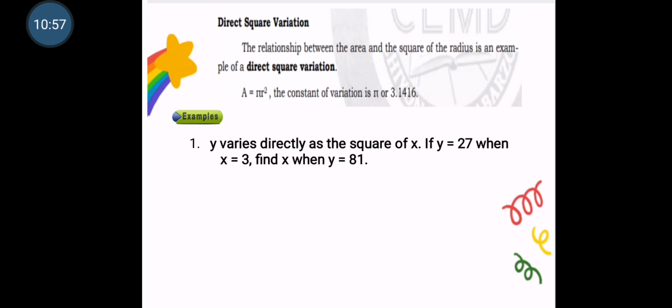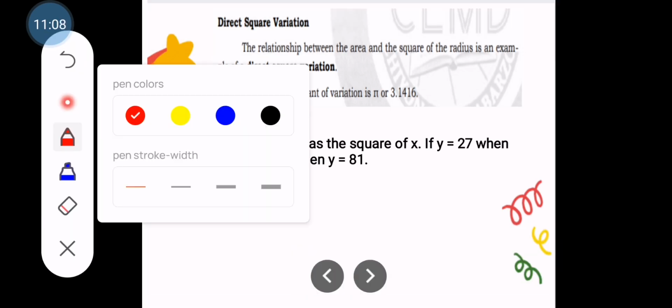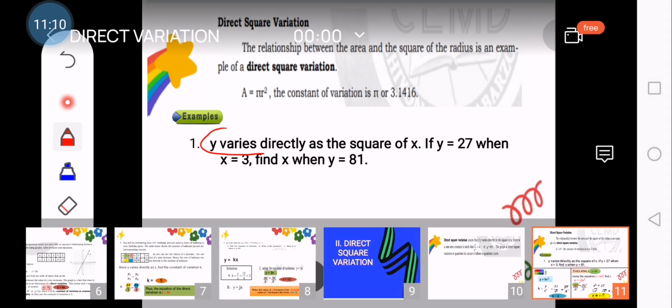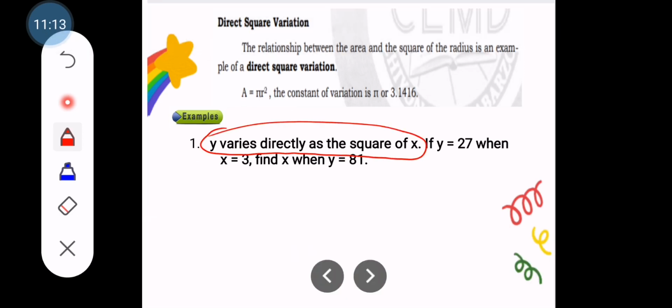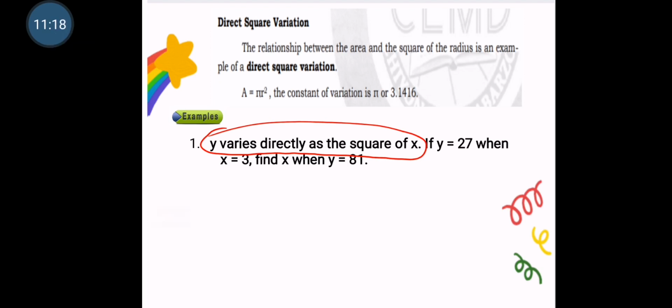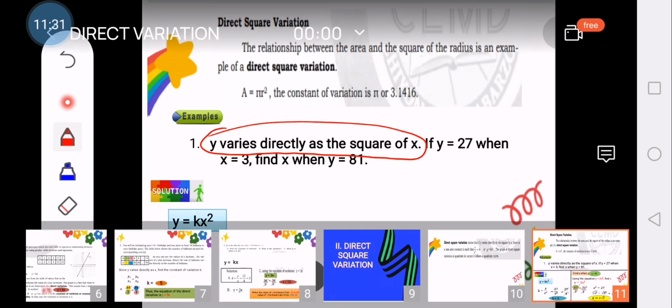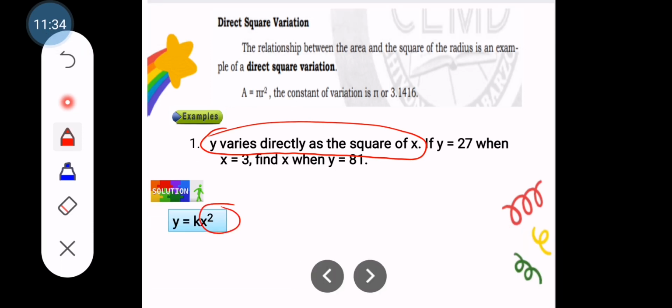So, first example: y varies directly as the square of x. If y is 27 when x is 3, find x when y is 81. Una munang gagawin ninyo, wag na wag kong kalilimutan, is translate ito. Translate muna natin yan. Since naka-direct square variation na tayo, kagaya ng sinabi ko kanina, translate natin: y varies directly as the square of x. Kaya naka-square na yung ating x.